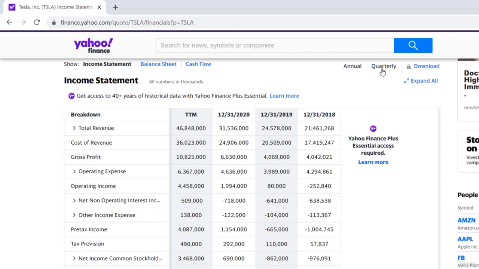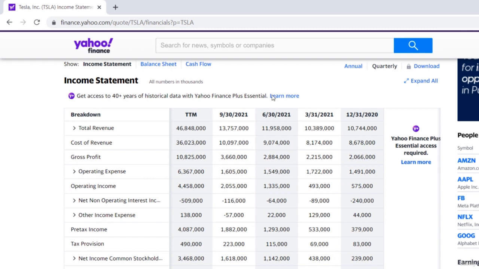But let's say we want to look at quarterly. So I'm just going to click on quarterly. That changes our numbers here because we're now looking at quarters. The other thing to keep in mind is that all the numbers are in thousands. So what that means is we look at total revenue, and we're concentrating on this trailing 12-month number here. Total revenue for Tesla was, over the last year, 46.8 billion. And the reason it's billion, not million, though it looks like million, is that the number's in thousands.